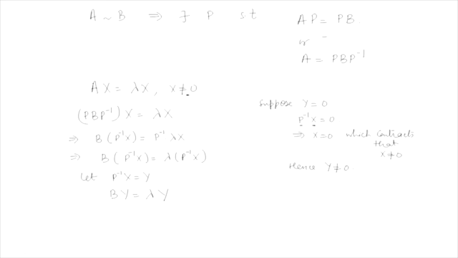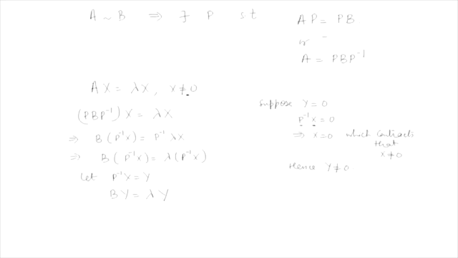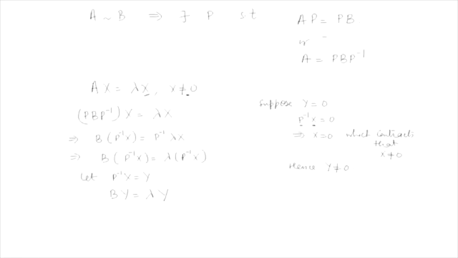Because whenever we write such an expression, By equal to lambda y, if y is not equal to 0, then only we can say that the eigenvalue is lambda and the corresponding eigenvector is y. Okay. So what we have concluded basically is that we have taken a matrix A with eigenvalue lambda and the corresponding eigenvector x, and using the property of similar matrices, we have shown that matrix B has the same eigenvalue lambda and the corresponding eigenvector is y. Okay. So we can say that similar matrices have the same eigenvalues. Of course, their eigenvectors may not be the same. If x is an eigenvector corresponding to lambda for A, then corresponding to lambda for B, the eigenvector is y, which is P inverse x.